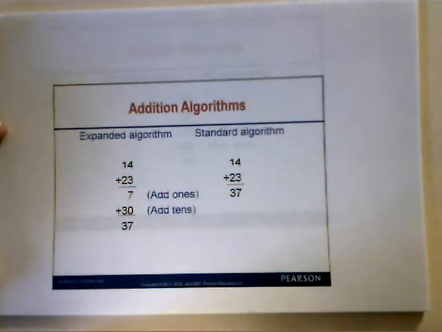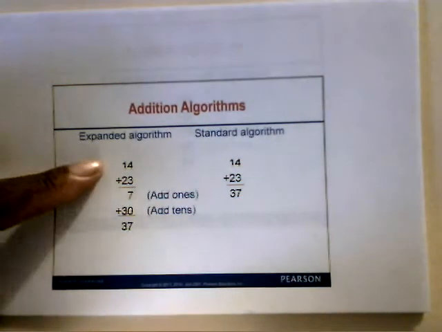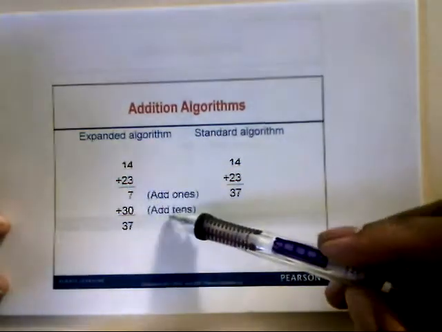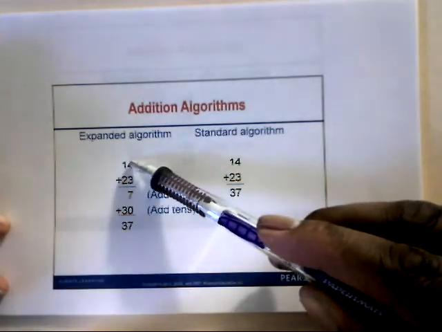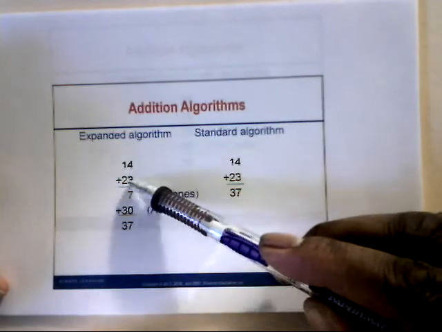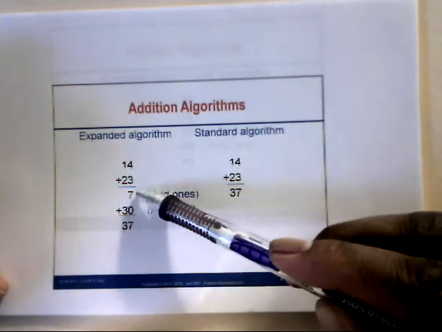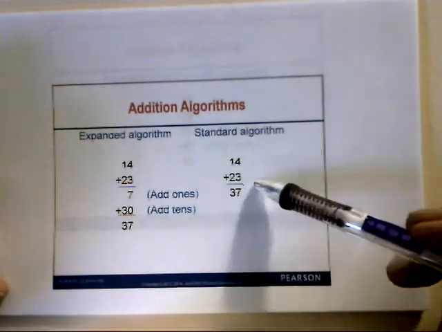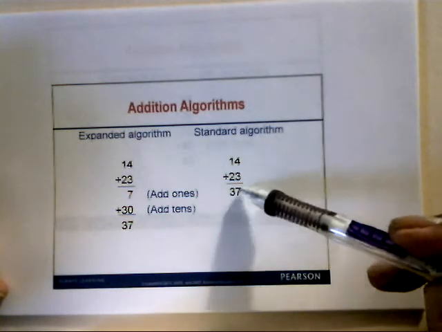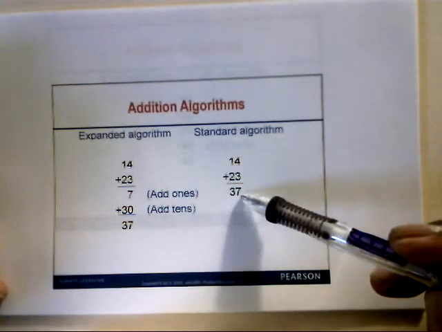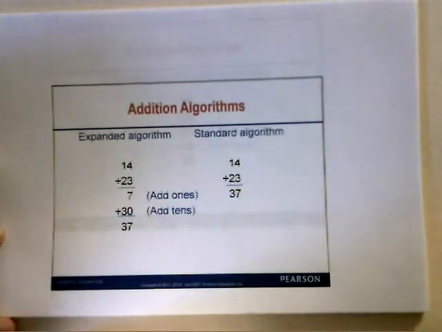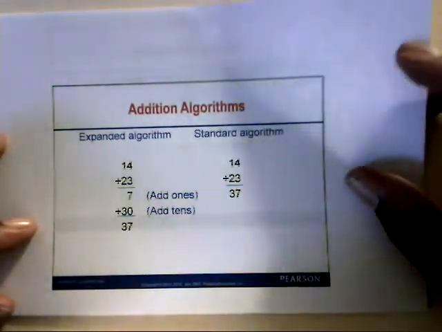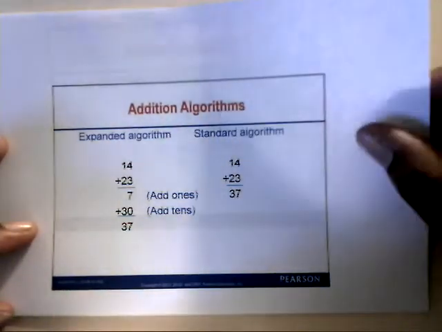The expanded algorithm is this. If we have 14 plus 23, we add the ones. That's 4 plus 3, that's going to give you 7. Then you add the tens, 1 plus 2, or 10 plus 20, that will give you 30. So 30 plus 7 will give you 37. And the traditional standard algorithm, of course, is just simply adding the ones column and the tens column. 4 plus 3 gives you 7. 1 plus 2 gives you 3. Which is the one that I'm sure most of your students use when they add whole numbers.